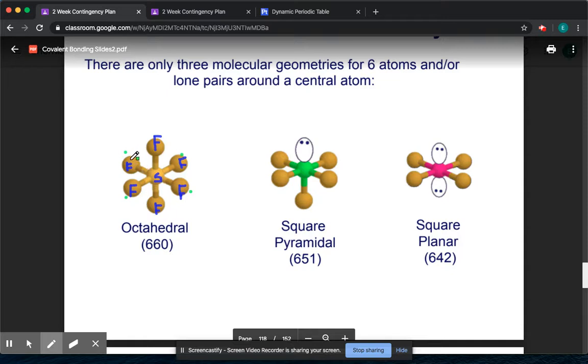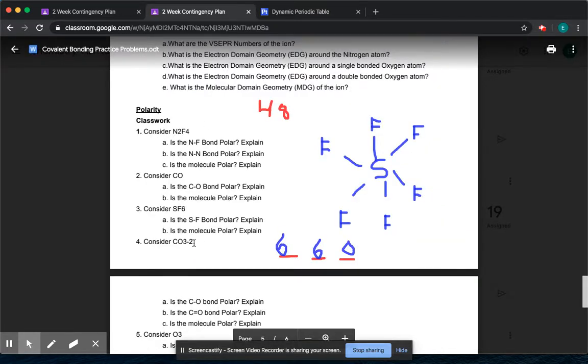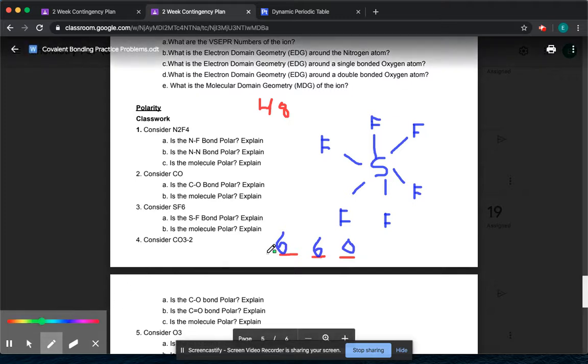These are all at 90-degree angles. So that's 90, that's 90, that's 90. Because they're all at the same angle, these poles would cancel. So this fluorine right here would cancel this fluorine. This fluorine would cancel that fluorine. So these 4 fluorines already cancel each other out. And then this fluorine up top is going to cancel the fluorine at the bottom. So just know that overall, the molecule is not polar. The poles cancel out. So is the molecule polar? No.